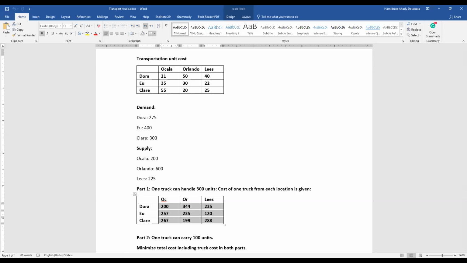Okay, so let me just open the Excel file. You might see there's a transport underscore truck document, and there's an Excel file. Let me just make it bigger. So first of all, we know that total cost is the transportation cost plus the goods cost, which supplier provides to which customer. We want to minimize the total cost.